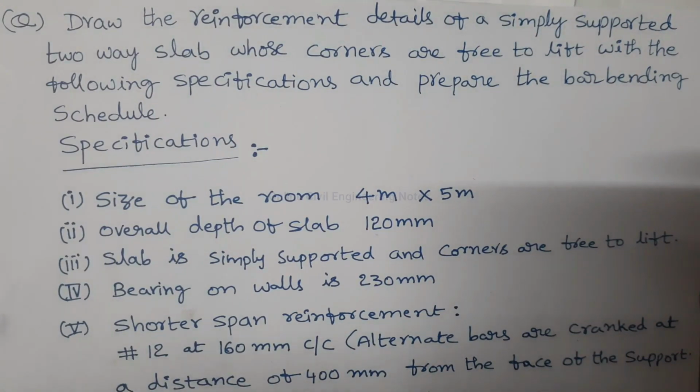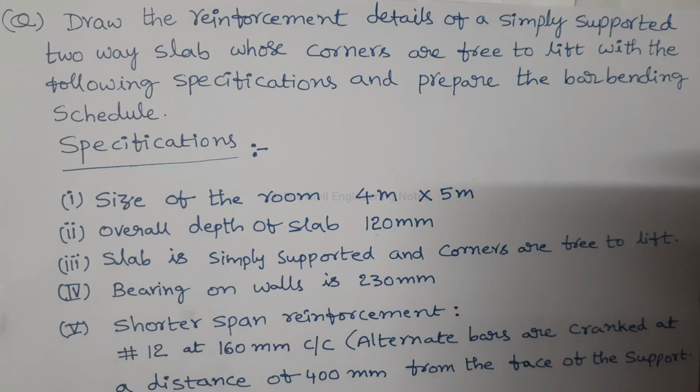Reinforcement details of a simply supported two-way slab whose corners are free to lift with the following specifications, and prepare the bar bending schedule. Number 1. Size of the room is 4 meter by 5 meter. Overall depth of slab is 120 mm. Slab is simply supported and corners are free to lift.